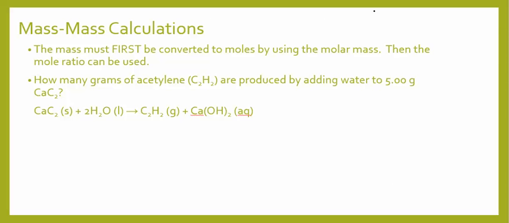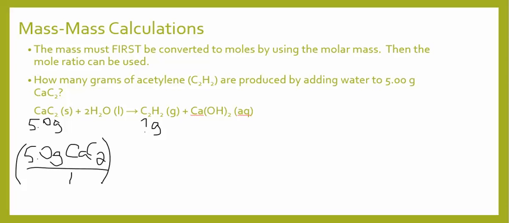It's called a mass-to-mass calculation. I have 5 grams of CaC2. I want to know how many grams of acetylene. So it's mass to mass. Well, I'm going to start with the 5 grams. Always start with the number you're given, CaC2. If I'm in grams, though, first I need to go back to moles. So I need the molar mass of CaC2.